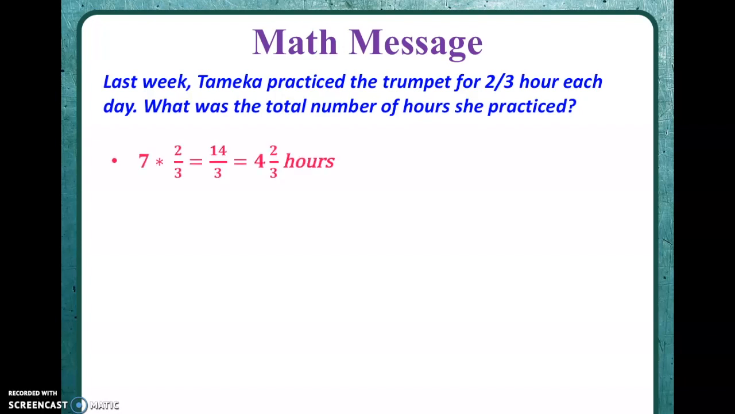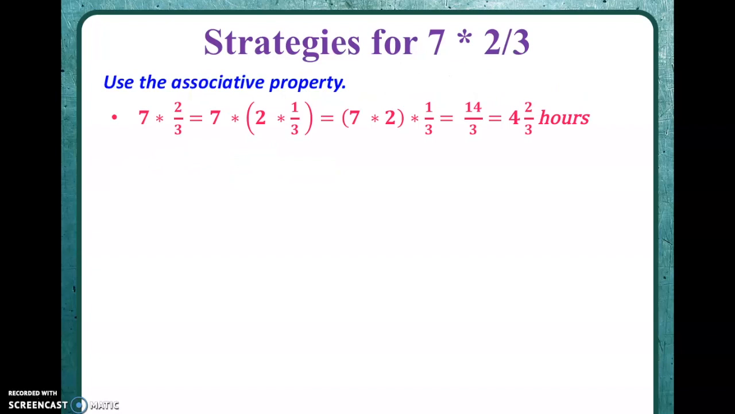Okay, so the equation that you should have set up was 7 times 2/3, which equals 14/3, and if you convert that into a mixed number, that is 4 2/3 hours. Now, one of the ways that you could have done it was the first way. Now, if this way confuses you, you can look at the other ways, which is probably how you did it.